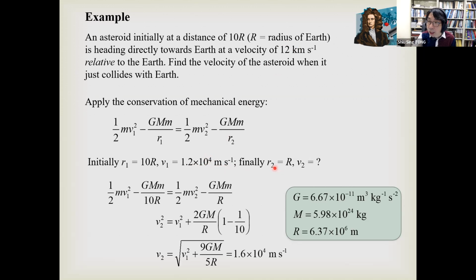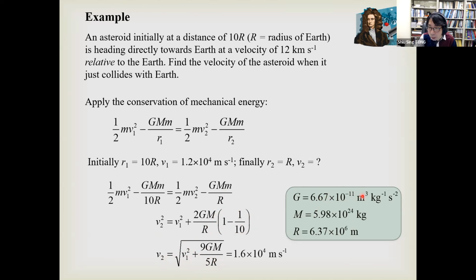And finally, because it's colliding with the surface of the Earth, the final position is R2 equal to the radius of the Earth R. And I would like to know what V2 is. So I substitute all this information into the equation, and I can solve V2 in terms of V1, okay? I rearrange the terms and solve V2 in terms of V1 and also R. And here, there's a factor of 1 minus 1 over 10, so it's 9 over 10. And after I take the square root on both sides, I know that V2 is given by this expression.